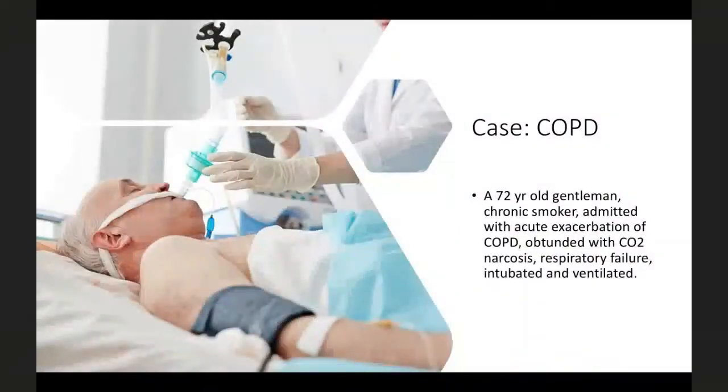A 72-year-old gentleman who was a chronic smoker is admitted with acute exacerbation of COPD, and he is obtunded with CO2 narcosis, respiratory failure. He was intubated in the emergency room and shifted to ICU for ventilation. The question is, how are you going to keep his ventilator settings?